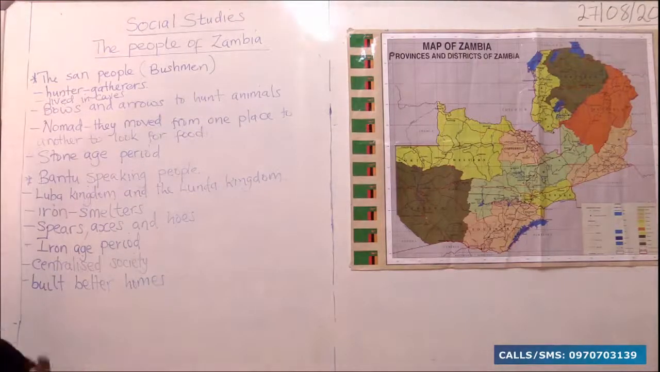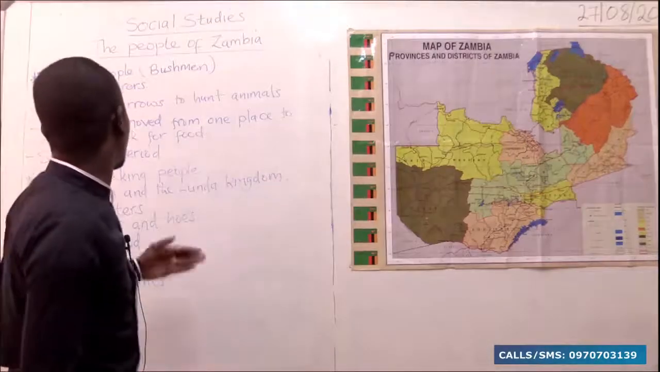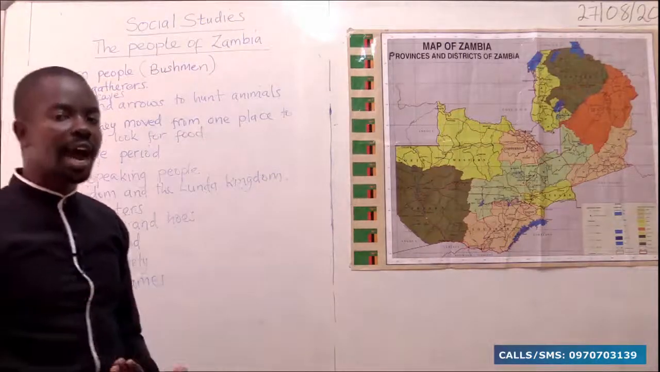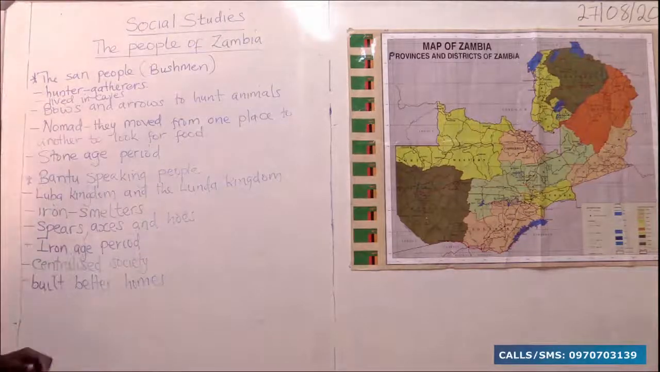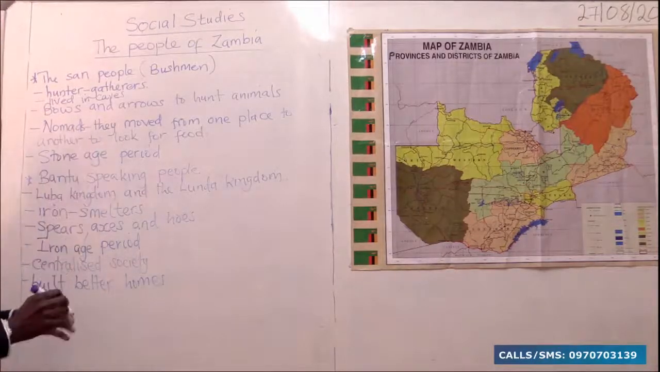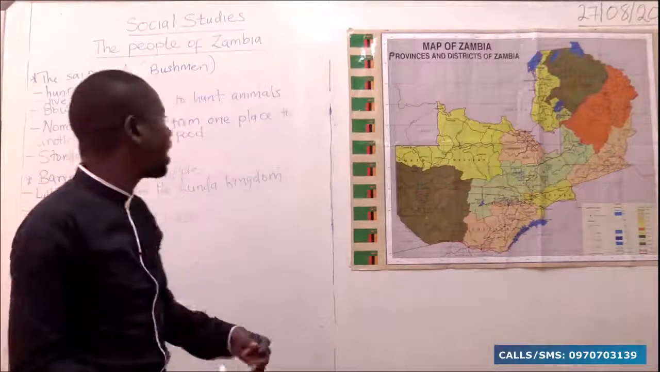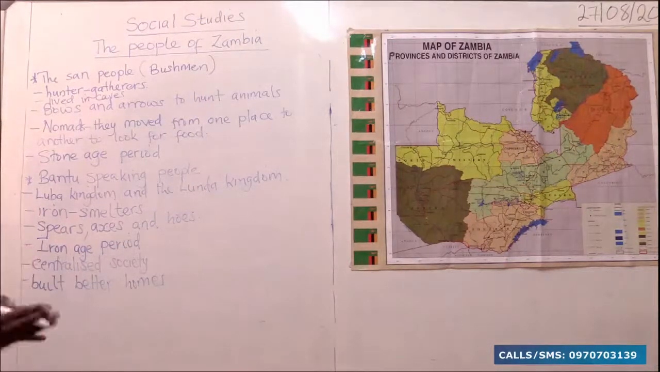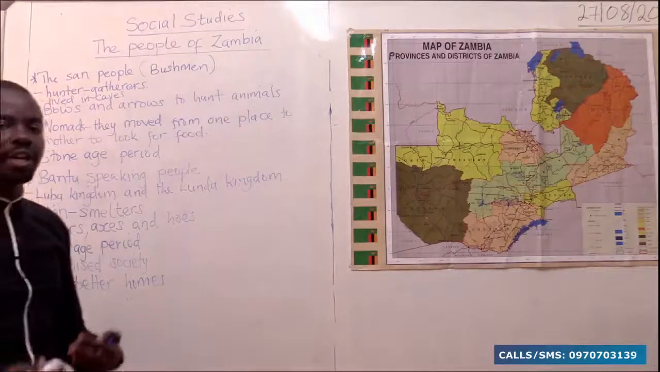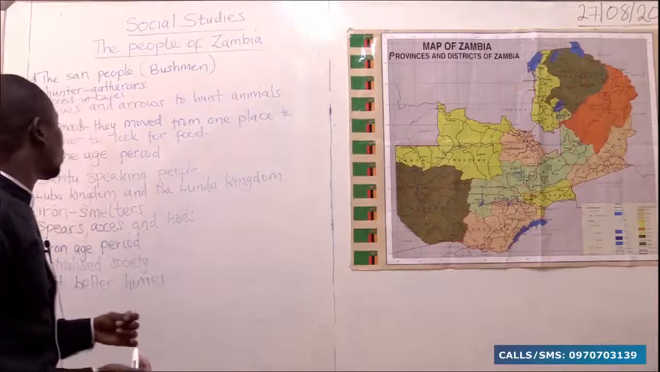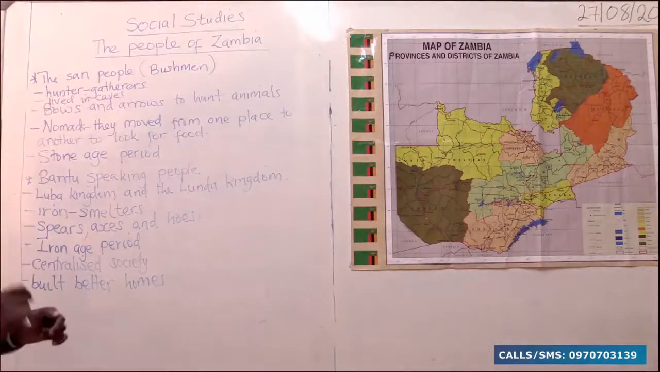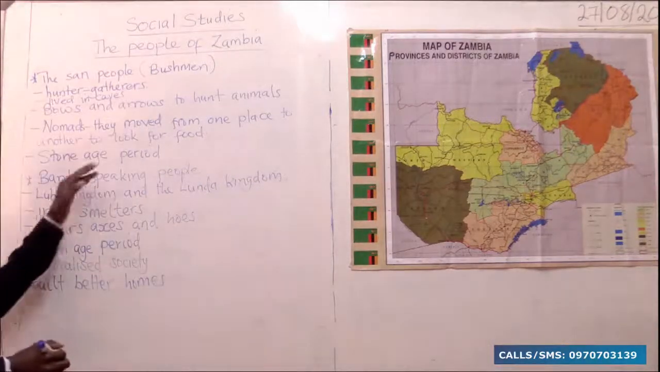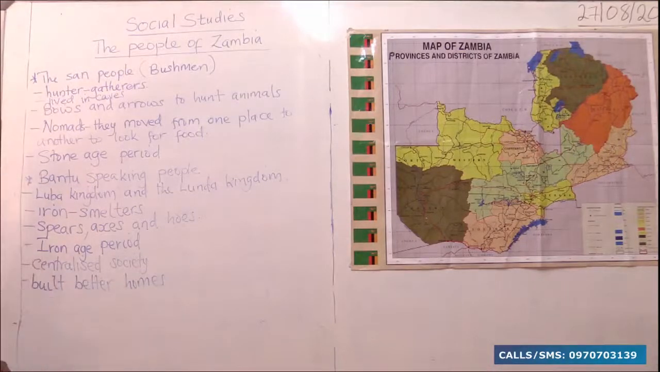The San people lived in caves. Okay, they used bows and arrows to hunt animals, and the San people were nomads, meaning that they used to move from one place to another to look for food. They lived in what is known as the Stone Age period, meaning that they used stones to cut meat and to kill animals.